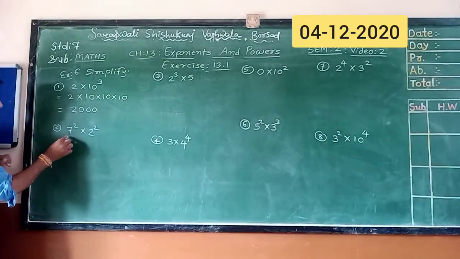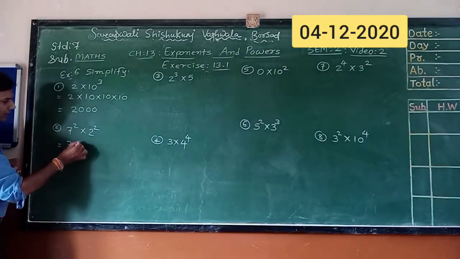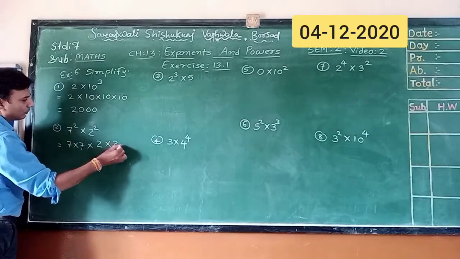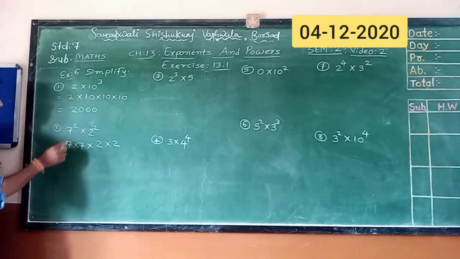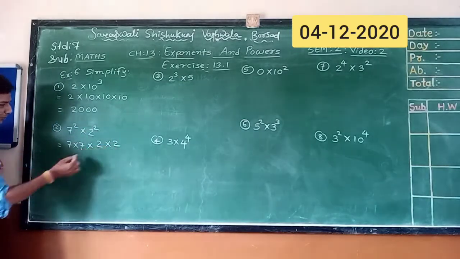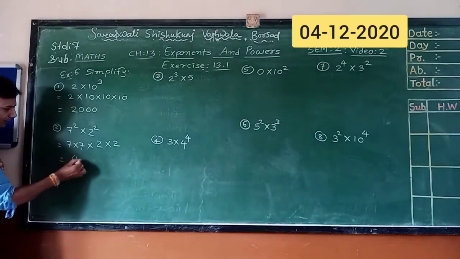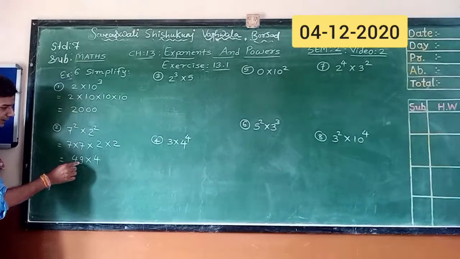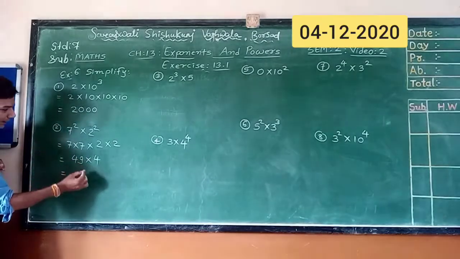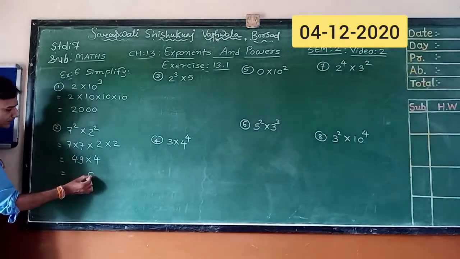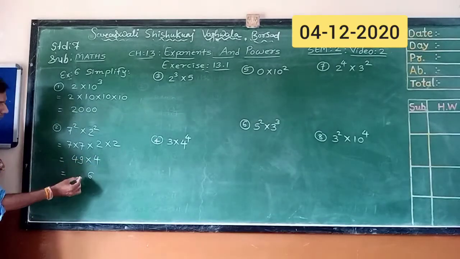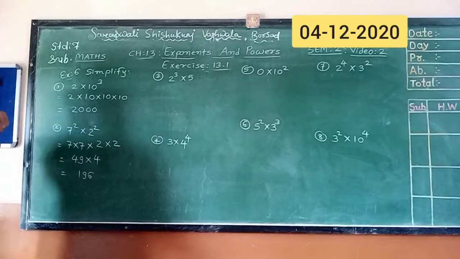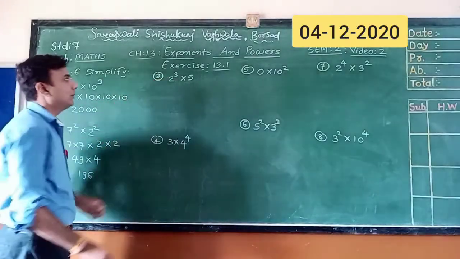7 square. 7 square means we have to write 7 two times. 7 square means 7 7s are 49, and 2 square is 2 2s are 4. Multiplication: 49 multiply 4. 9 4s are 36, raised to 3. 4 4s are 16 plus 3, 196. Clear?